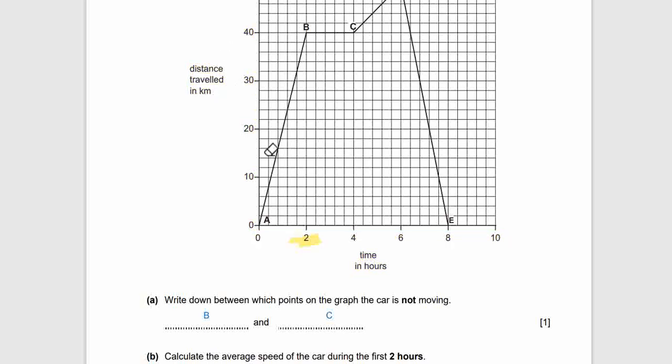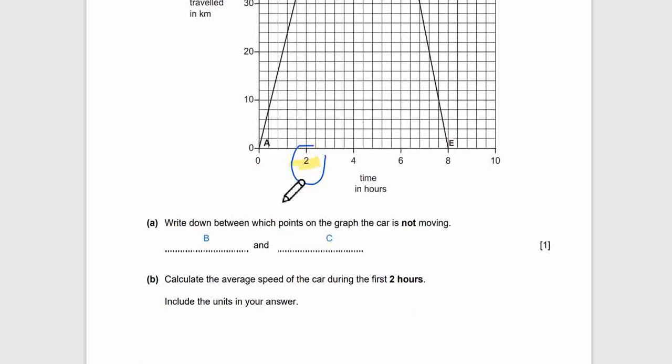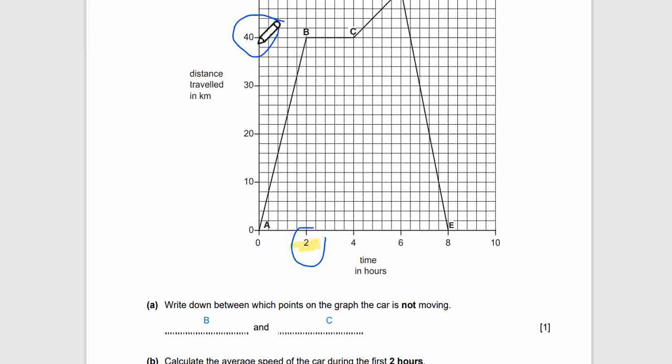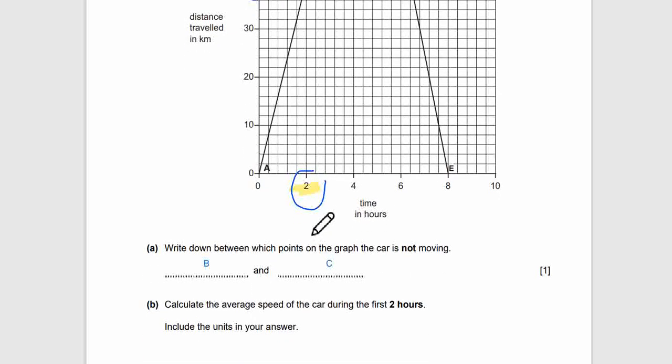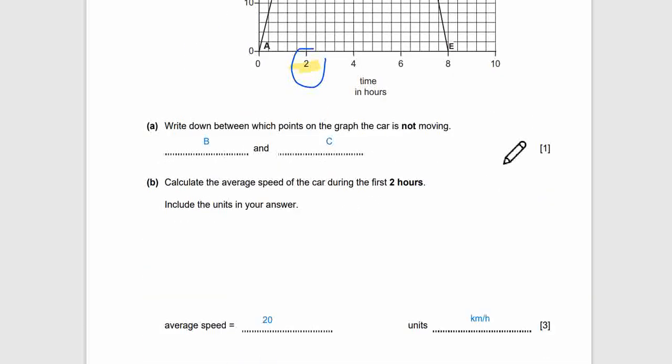So distance is 40, time is 2 hours. To get the speed, it is distance over time, 40 divided by 2 is 20. So let's type down.